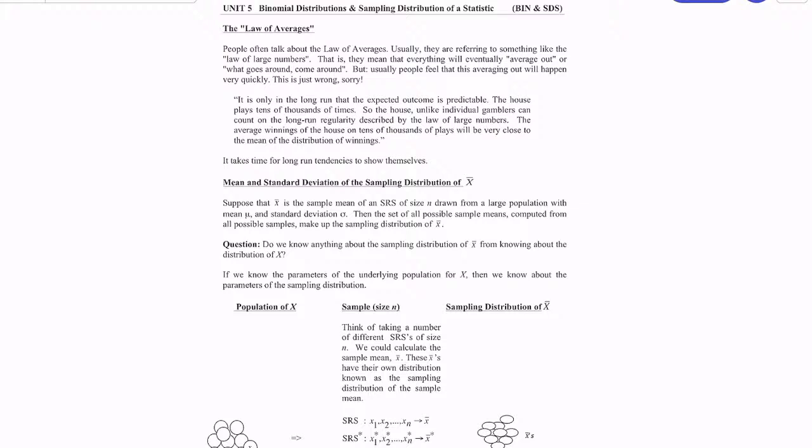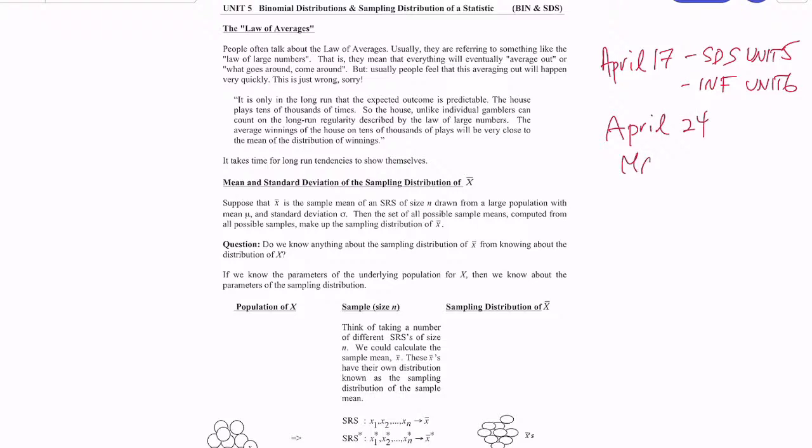Next week, April 17 will be SDS, and then I'm going to start inference. So that's Unit 5, and Unit 6 will start. Then April 24, May 1st, and May 8th, we're going to focus on Unit 6. And we need to talk about when we're going to have the final exam. We'll talk about that next week, because I have to look at what they have on the schedule and see what you guys think we can do.